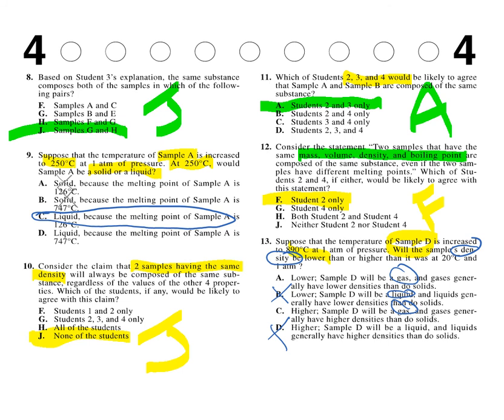So let's compare A and C. So sample D will be a gas, and gases generally have lower densities than solids. That is true because gases are not very dense and they have a lot of space, and so that would be the correct answer for that one. So A is the correct answer.